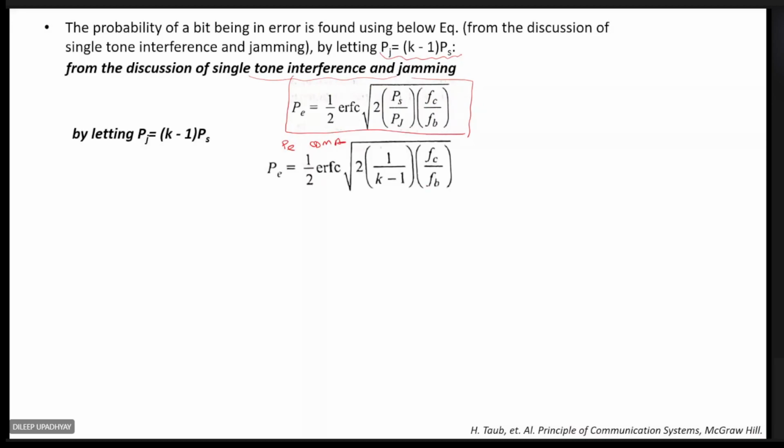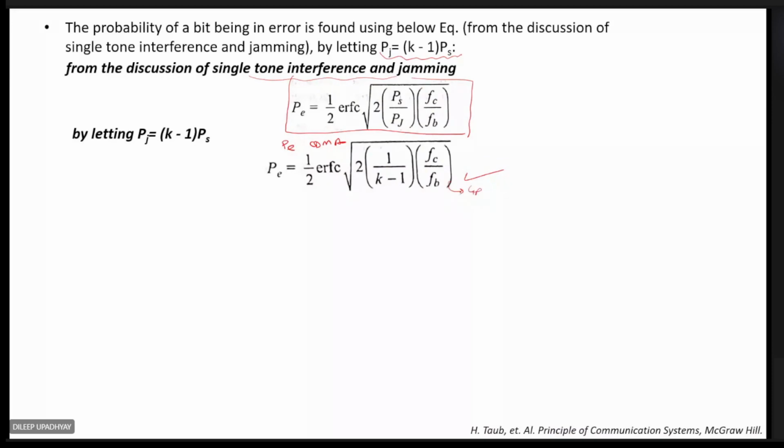So if we replace Pj equals k minus 1 Ps, then for CDMA the probability of error will come out to be half complementary error function under root 2 times 1 upon k minus 1, because Ps and Ps will cancel out, Pj will be replaced by k minus 1, and the 2 stays as it is, times fc by fb. Here k is the number of transmitters, and fc by fb in a single term we can simply call the processing gain.